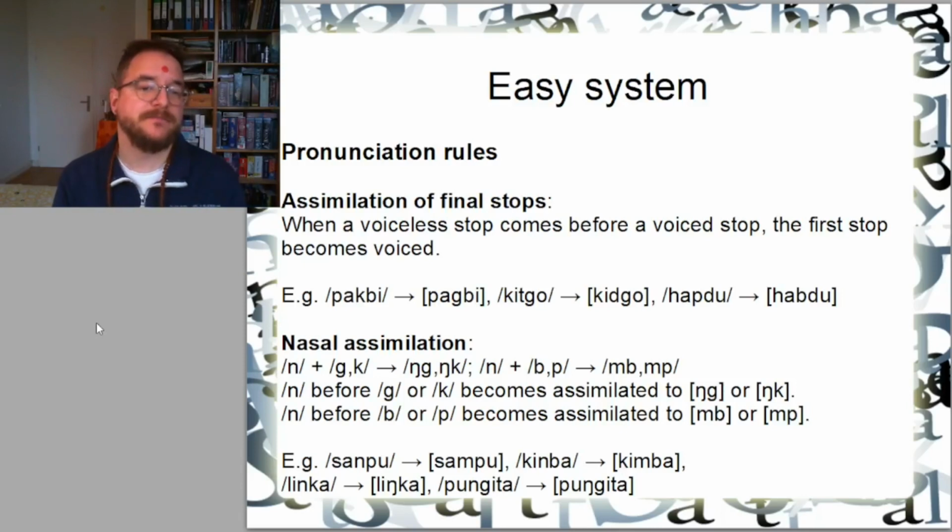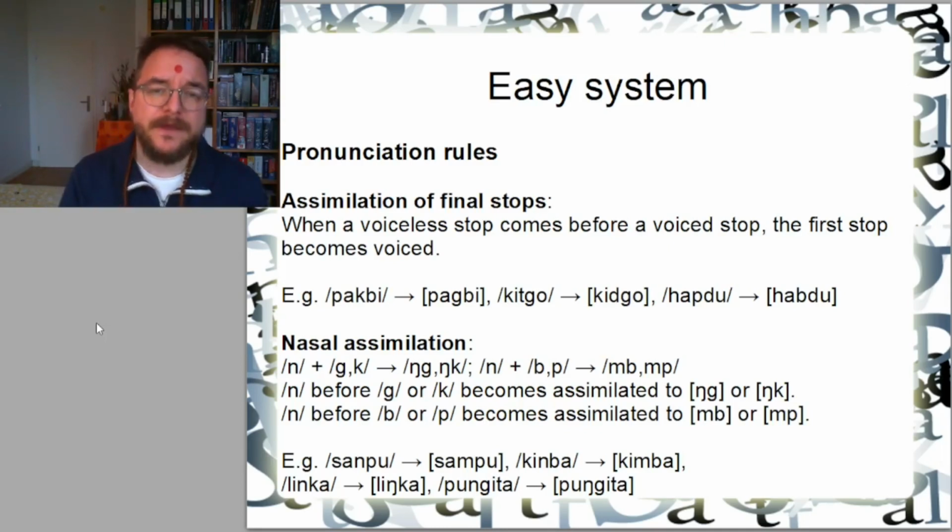Let's add some pronunciation rules for flavor. Again, I've chosen two pronunciation rules that are quite common around the world. The first one is the assimilation of final stops. We've seen that at the end of a syllable you can have the p, t, or k, which are stops. When a voiceless stop comes before a voiced stop in the next syllable, the first stop becomes voiced.